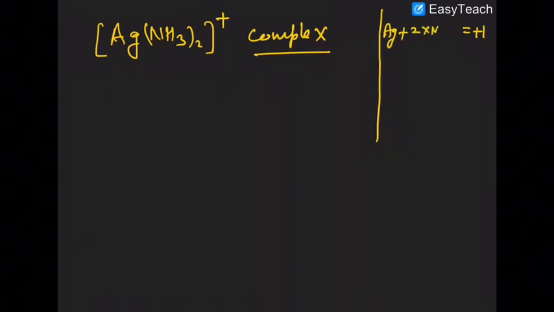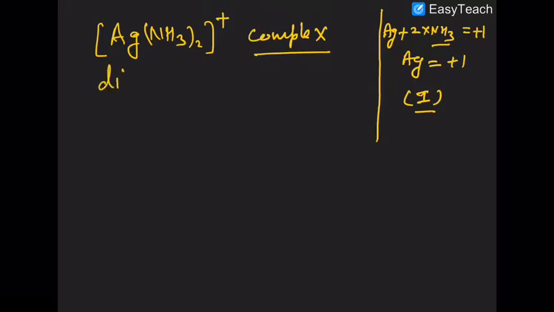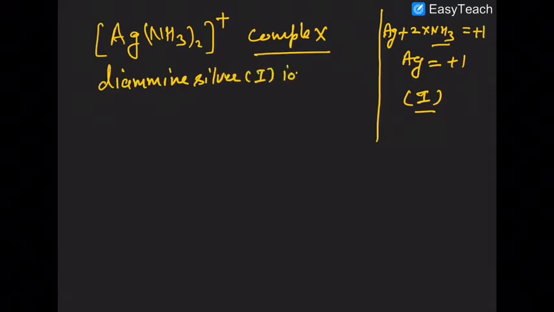There are two ammine ligands. Ammonia is a neutral ligand, so 0 charge is there. So silver is +1. You have to report it in Roman numeral. So it is diamminesilver(I) ion. Why is it ion? Because it is given as ion to you.